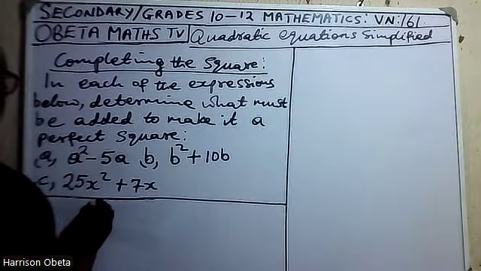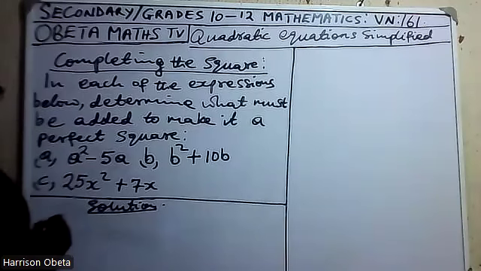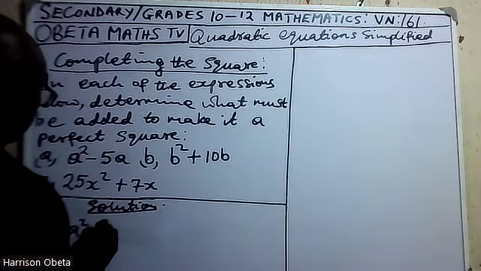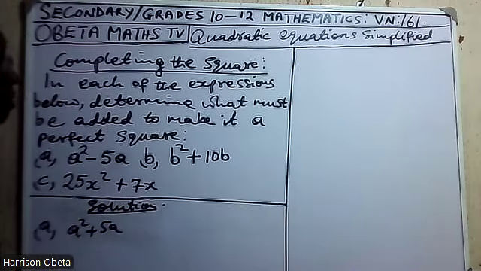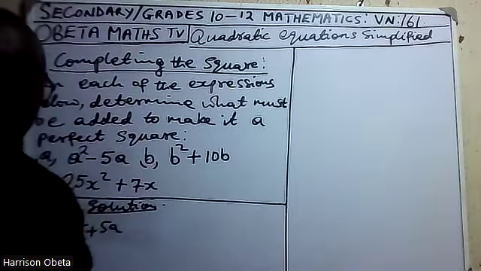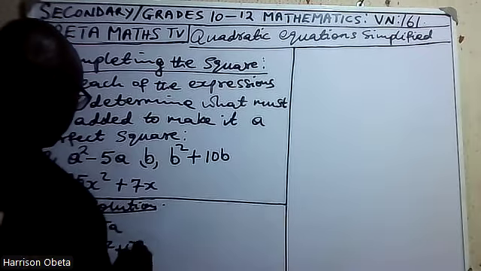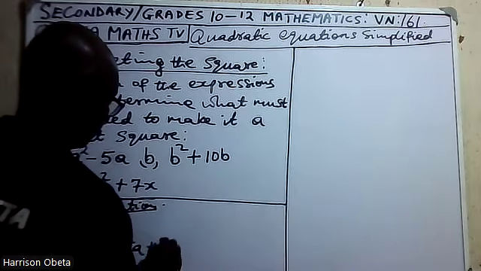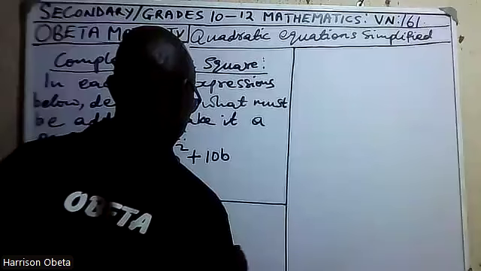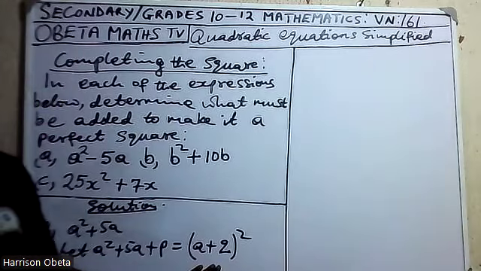We have solution A. We have a squared plus 5a. We are looking for something that will be added to it to make it a perfect square. So let a squared plus 5a plus p, for instance, equal a plus q squared. Because if this is a perfect square, we should be able to express it in this form.